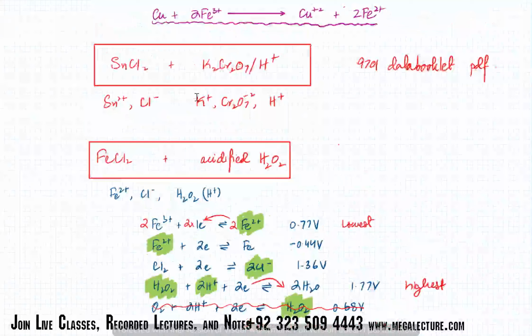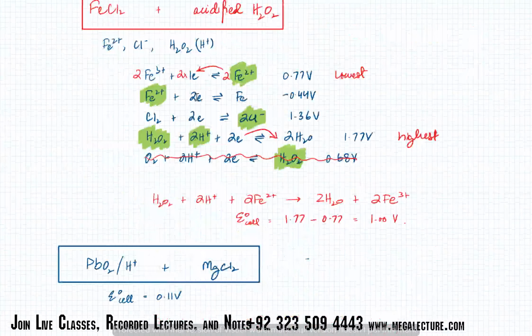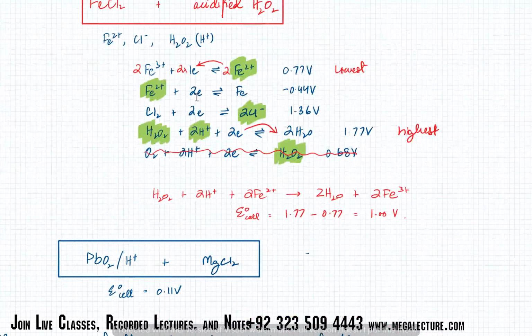So last time we did equations. Remember, higher potential gains electrons, lower potential loses electrons, and we figured out how to predict what a reaction is going to be. So in any reaction, you're going to look for the highest and the lowest.